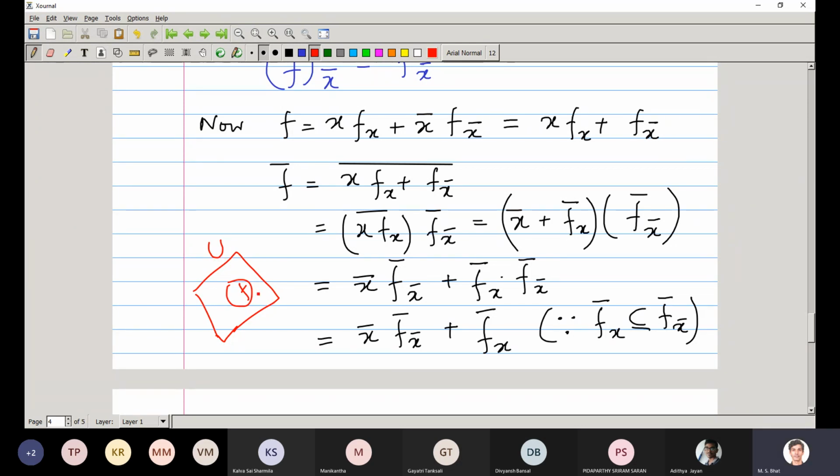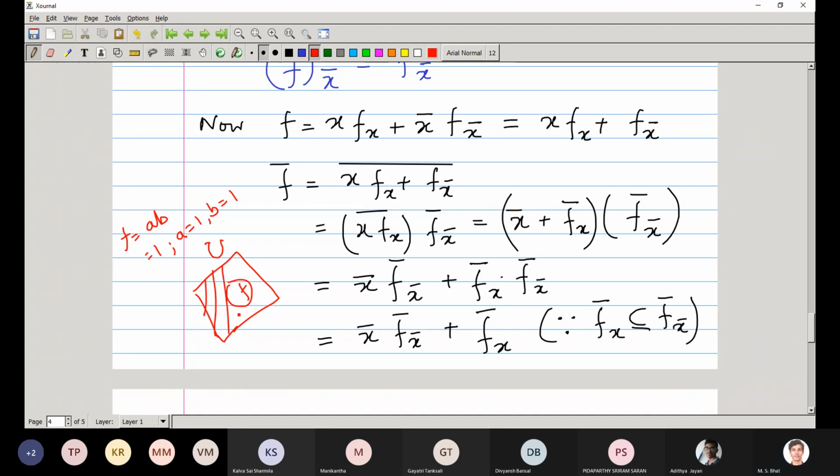In all cases, whatever values the variables take, the function u is 1. Whereas f is a Boolean function, which is true only for certain values of the variables. Suppose f is equal to ab, it is 1 when a is 1 and b is 1, whereas u is 1 for all values of a and b. Obviously, f is a subset of this universal set u. So what is f bar?